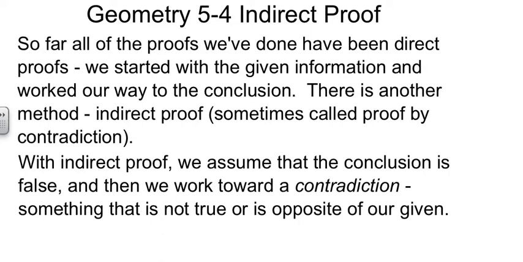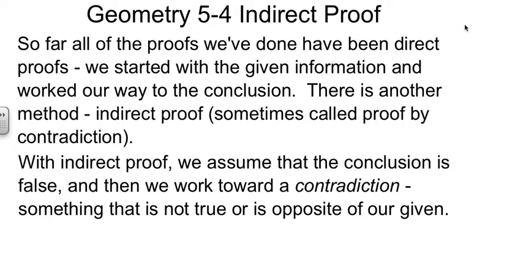This is Geometry, Chapter 5, Section 4, in which we will study indirect proofs. So far, all of the proofs we've done have been direct proofs. You've started from something given and you've worked your way to what you're trying to prove. And we've used two-column, we've used flowcharts, we've used paragraphs, we've done the algebraic kind where we used it to solve equations. We've done all those different techniques.